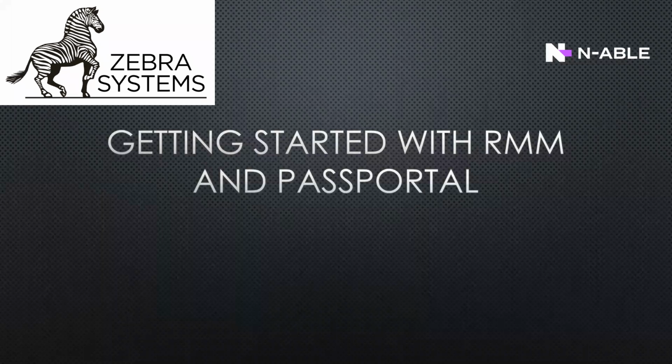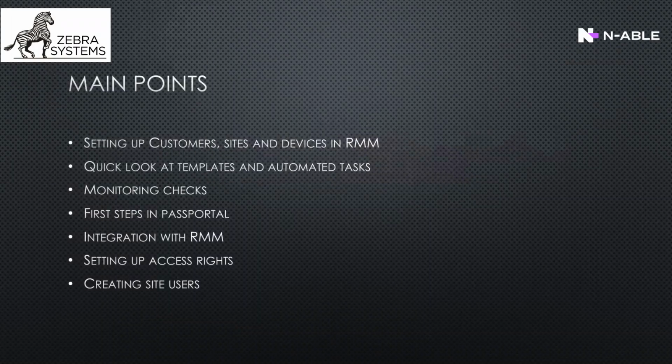Today I will be presenting N-able, and we will be focusing on RMM and Passportal. So a quick overview of what we will go through. We will look at how to set up customers, sites, and devices in RMM, a quick look at templates and automated tasks in RMM, all the monitoring checks you can set up, and then we will switch over to Passportal, how to integrate it with RMM, or if you are using standalone Passportal, how to set up customers there, and setting up access rights and creating site users.